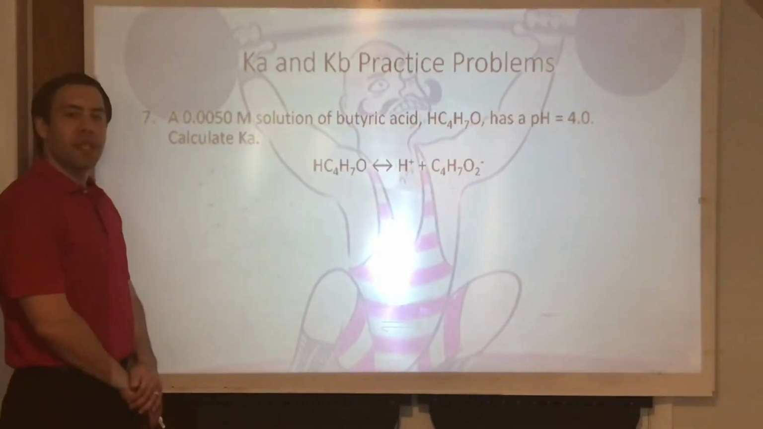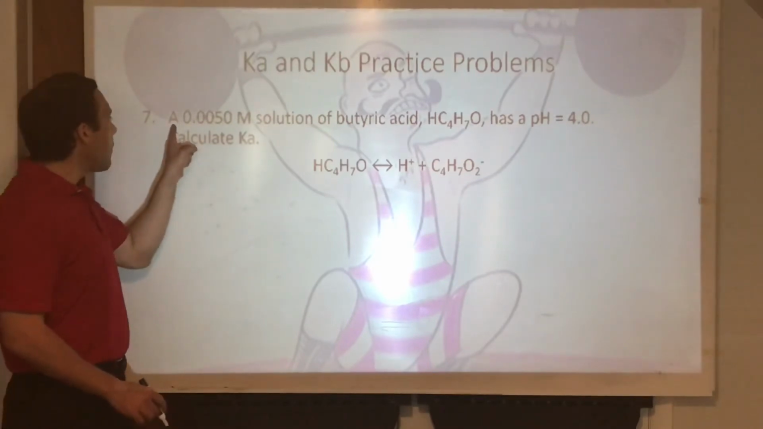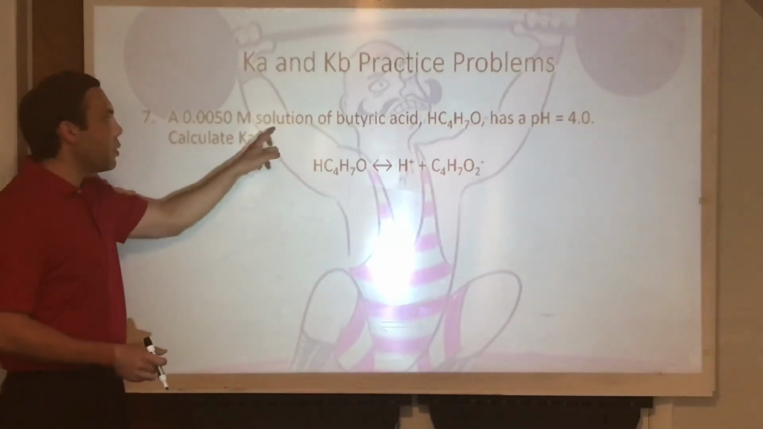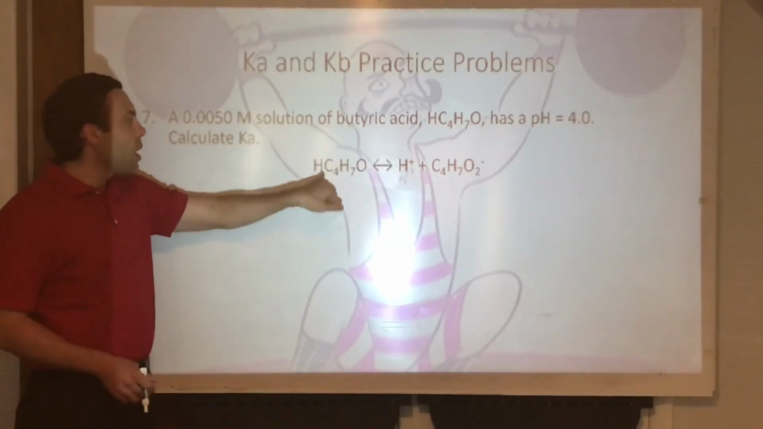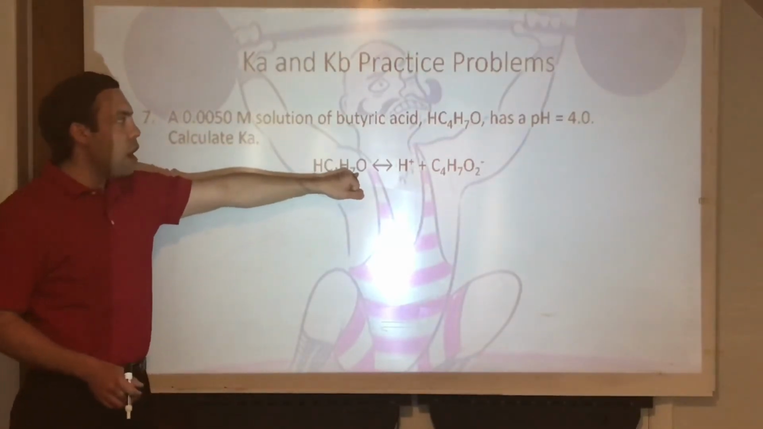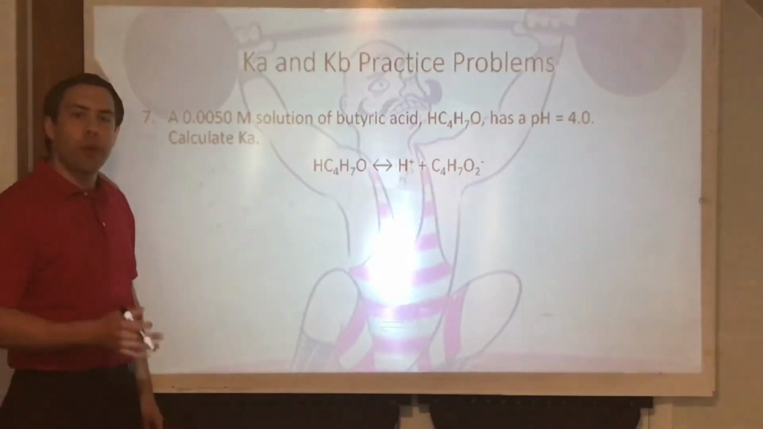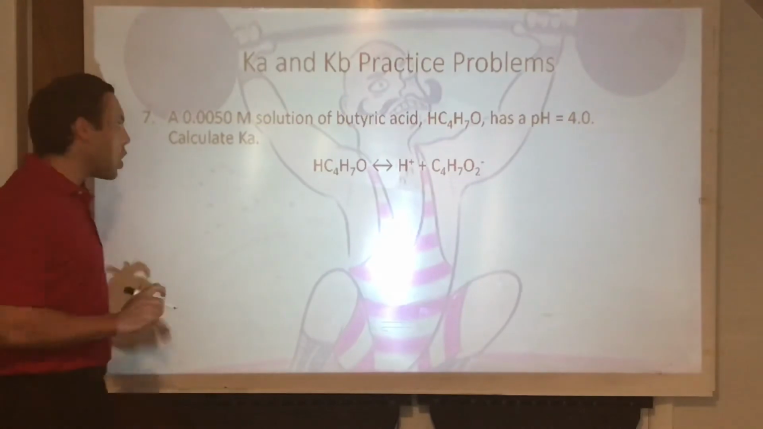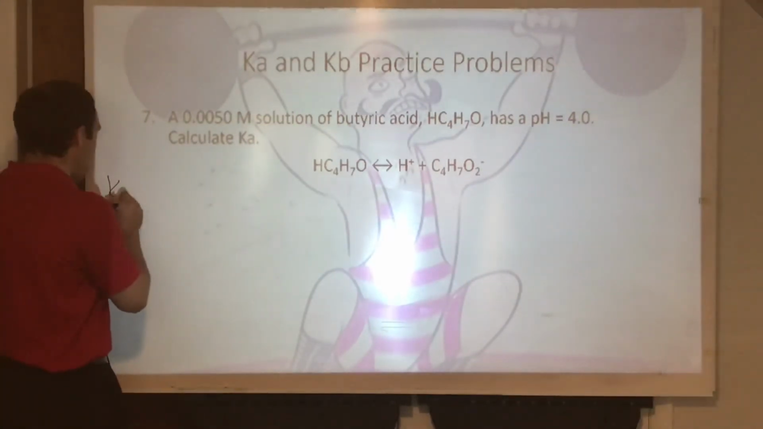Problem number 7 is a little bit trickier. Problem number 7 states a 0.0050 molar solution of butyric acid, HC4H7O2, has a pH of 4.0. Calculate the Ka. So first we're going to write the Ka expression.